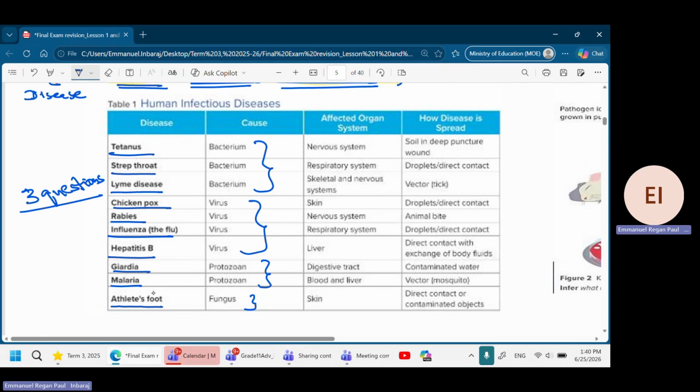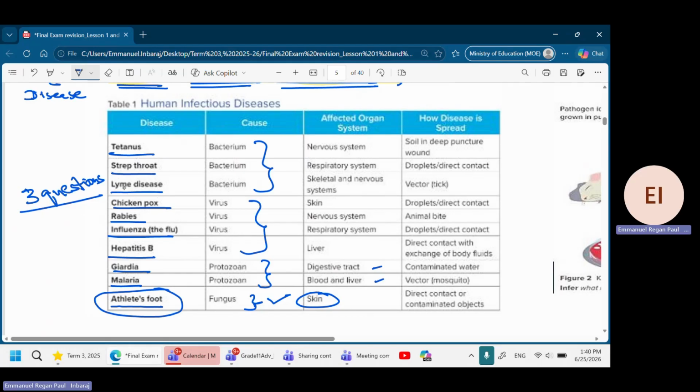See, this seems to be important because many times they have asked about athlete's foot. Athlete's foot is a fungal disease, and which organ is it affecting? It's a fungal disease, it's affecting skin. So the affected organ system will be skin. Okay. Then giardia and malaria, they both are protozoan diseases. They affect digestive, blood and liver.